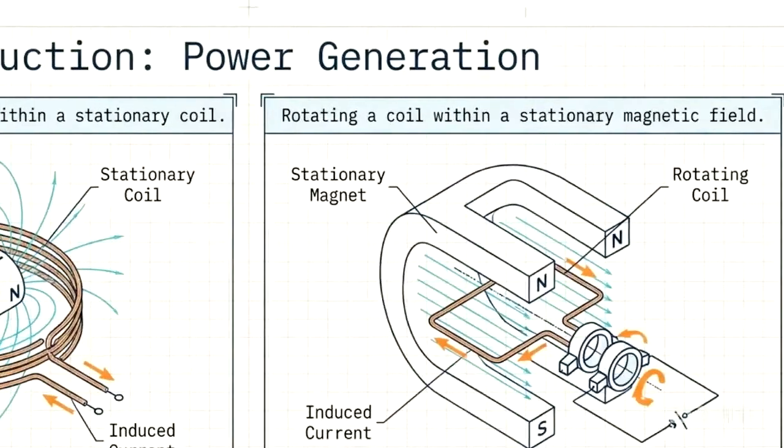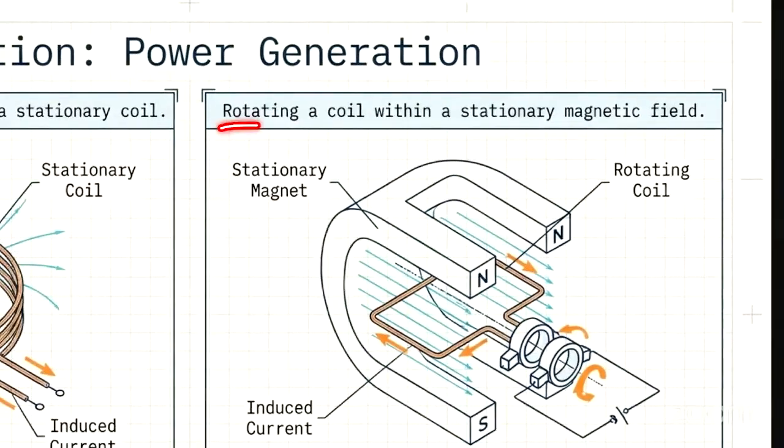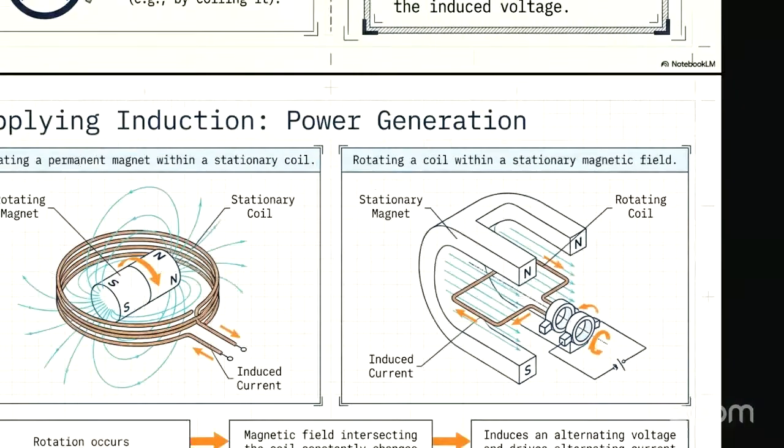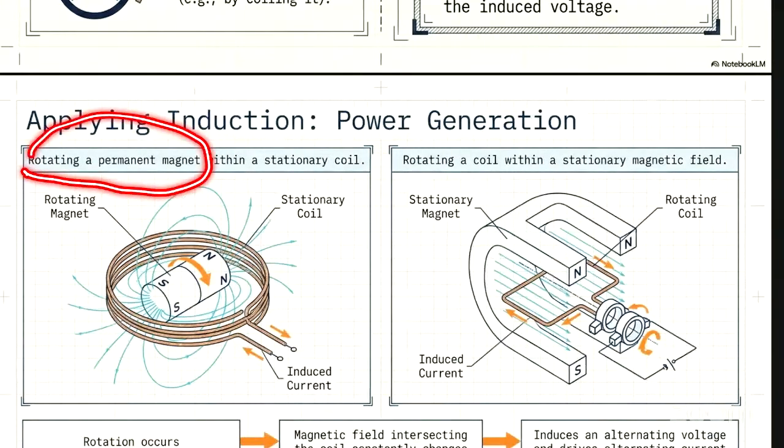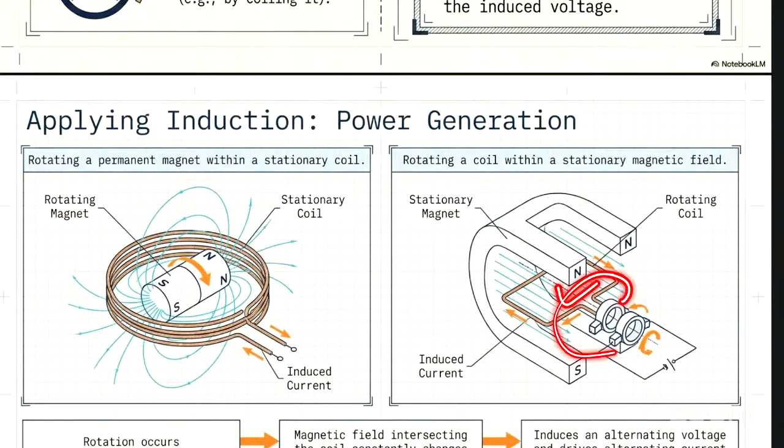And the second option is that you can rotate the coil while the magnet is a stationary object, right? So first one, the magnet is being rotated and the coil is stationary, the coil is fixed. But the second one, the coil is rotating while the magnet is placed as a stationary object. So you can approach with these two methods.